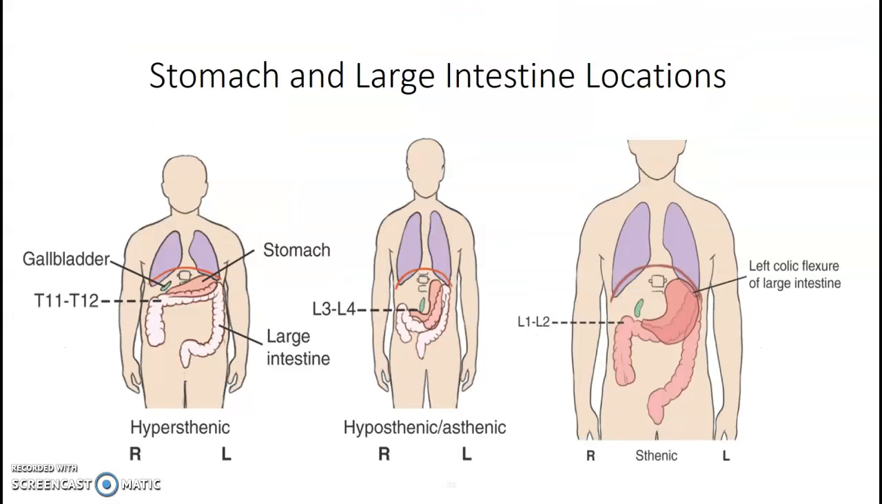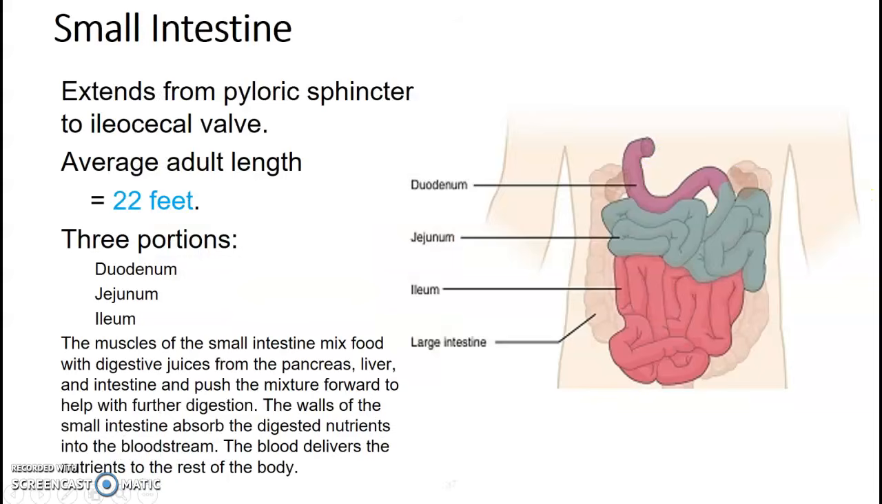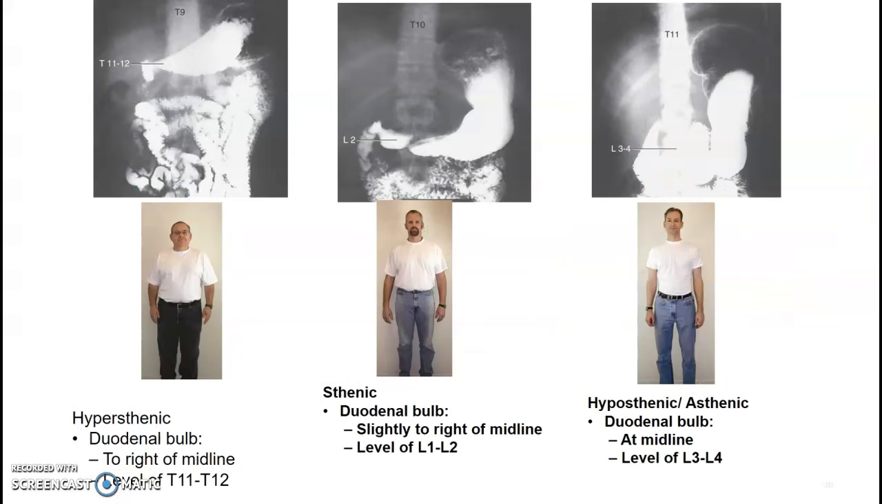All right, this is just another image of where anatomy will sit per body habitus. And notice they combine this hyposthenic and asthenic as far as body habitus goes. These 3 images here will be on your test. So hyposthenic, where is the duodenal bulb in each? So make sure you memorize those 3. Okay, I'm going to stop here and I'll move on to small intestine by itself.